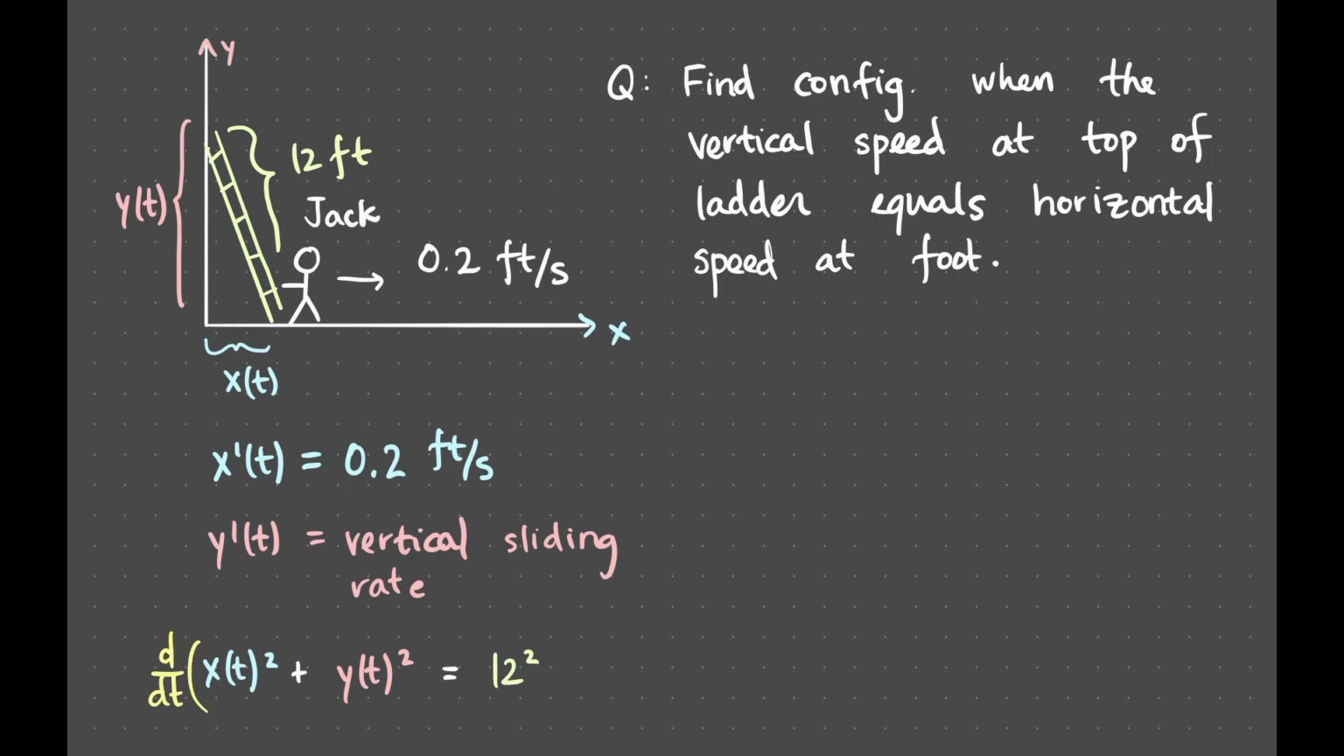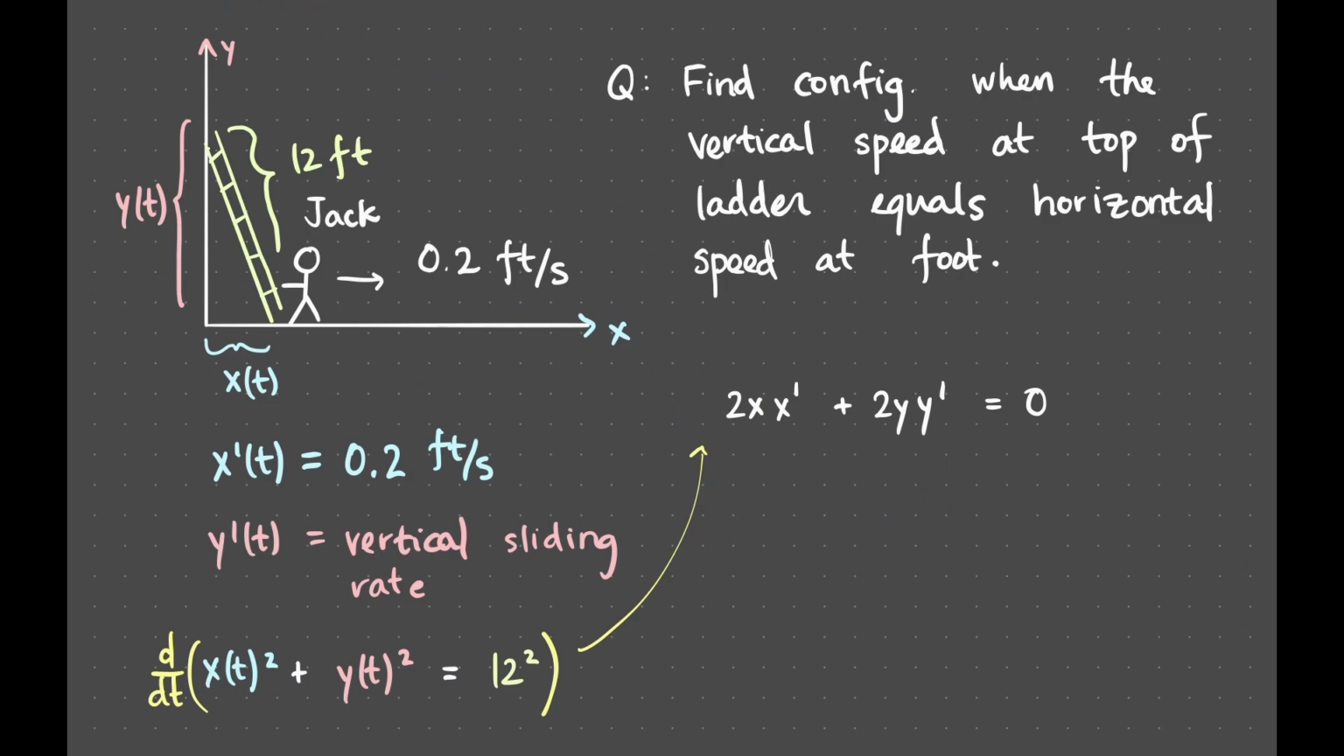From this relation, we can obtain a relation on the derivatives by implicit differentiation. On the left, we get 2x times x prime plus 2y times y prime, and on the right, we just get 0, since the derivative of a constant is always 0. Notice that we're using chain rule here on both of the expressions x of t squared and y of t squared, since they're both functions of the variable t. In total then, we get the equation 2x times x prime plus 2y times y prime equals 0.